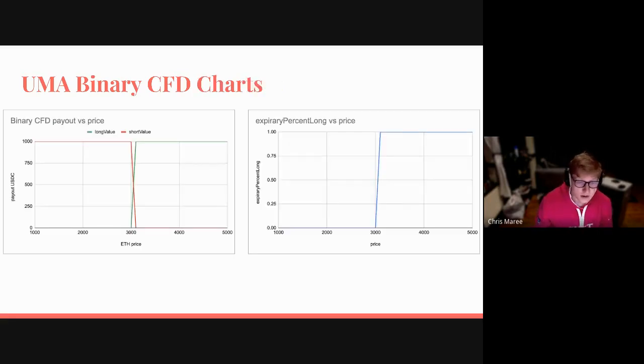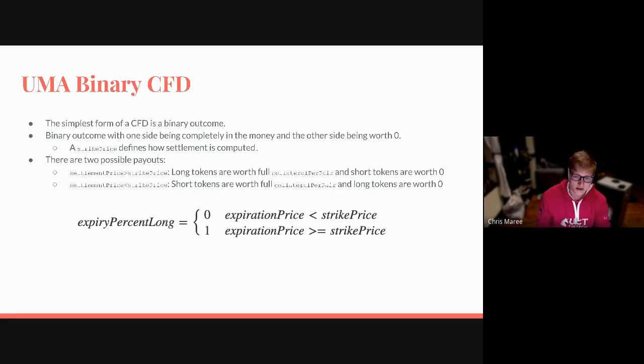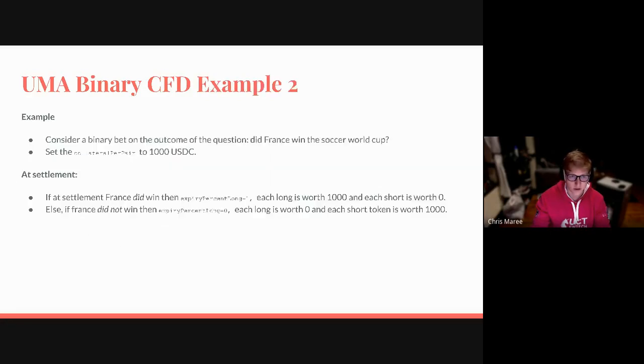Pretty simple. And we can basically plot the payouts that look like this. If the price is less than 3,000, then all the money is in the short side. And if it's greater than 3,000, then all the money is in the long side. And we have our expiry percentage long, which is like a step function, piecewise from 0 to 1. Pretty simple. And I think that this kind of encompasses the simplest case where you can encode a very simple if-this-then-that kind of logic on the payout between a 0 and 1 binary outcome. And this encompasses all prediction markets, and there's a lot of stuff you can do with this, which is pretty cool.